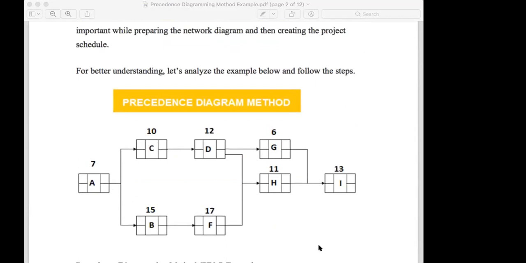First of all, you have to understand the network. We'll try to understand the network now.